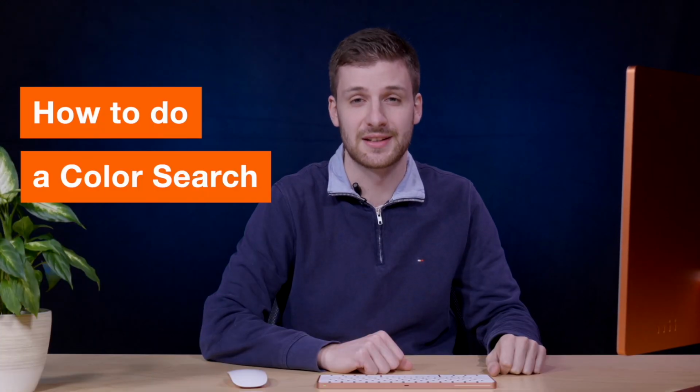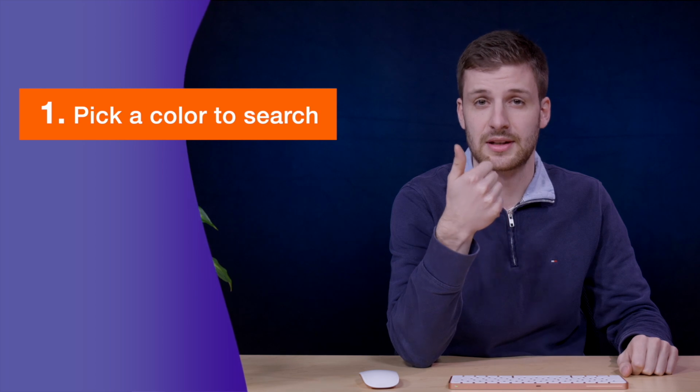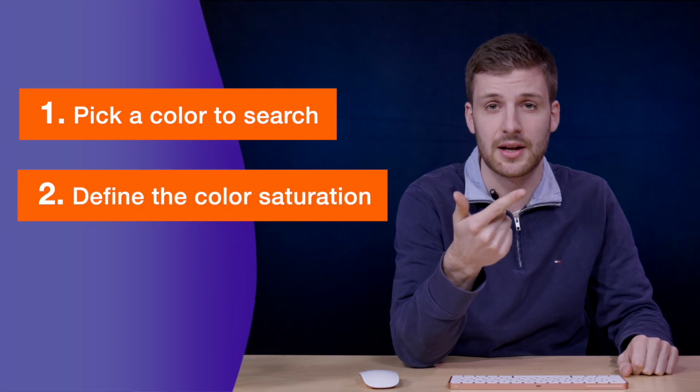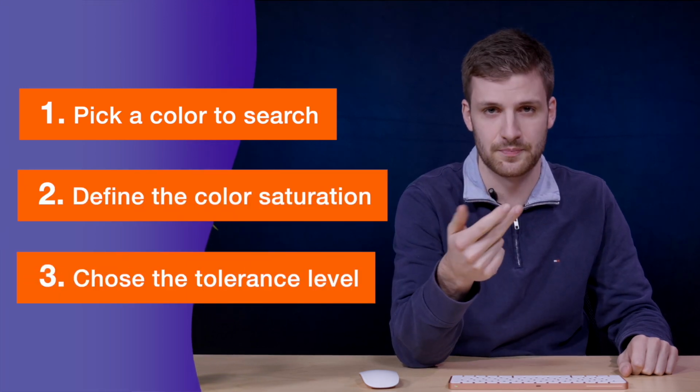Searching for images that match your color palette or a specific campaign can be time-consuming. Today we are going to learn how to do a color search in DALIM ES and cover this in 3 steps. First, we are going to pick a color to search, then define the color saturation, and finally choose the tolerance level. Let's start with the color we want to search for.